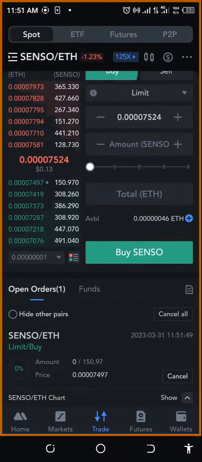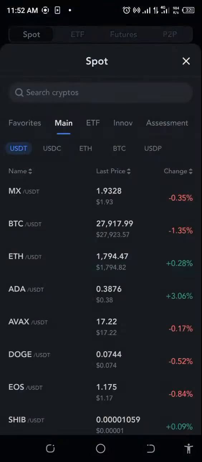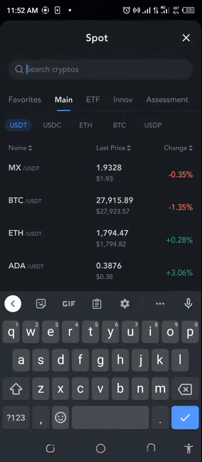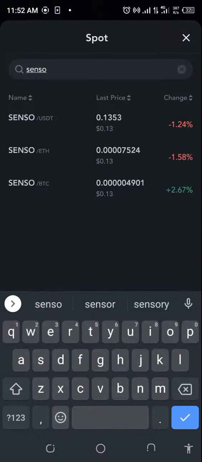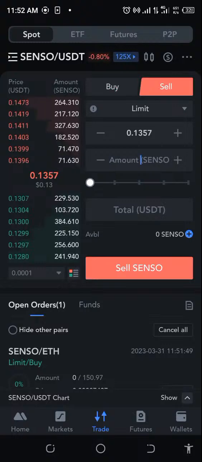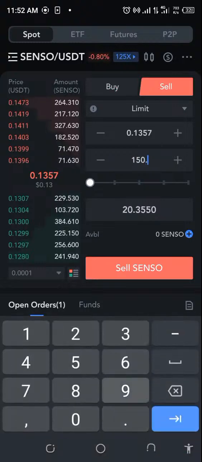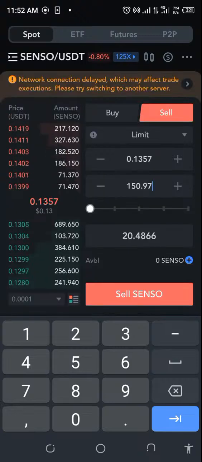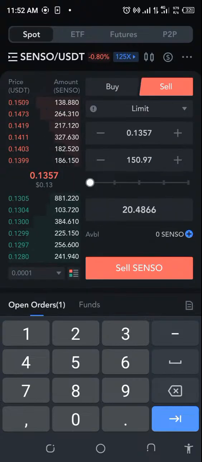150.97. Okay, let's quickly go and see if we sell this, to Senso USDT, how much we're gonna make. Let's see if we sell this, what would we make? That was 150.97. Whoops, we're gonna make 20.48. Yikes. Nothing really interesting, right? But anyways, it's still profit. At least we started out with 20.32, so it's still profit.